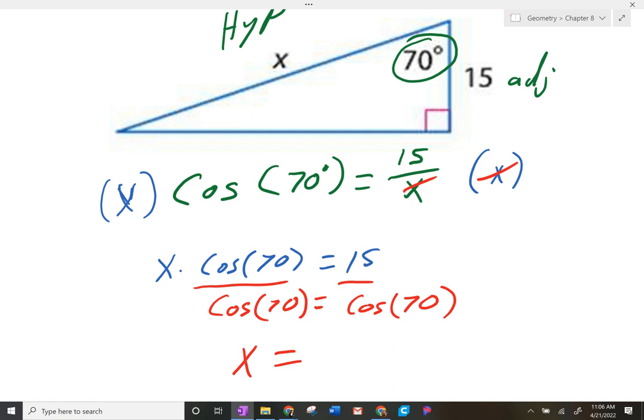Hopefully, you should have had about 43.86. Anybody have something way different than 43.86?